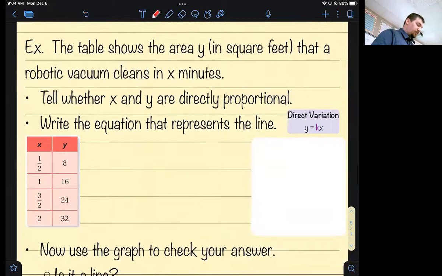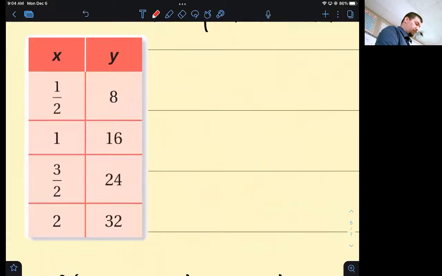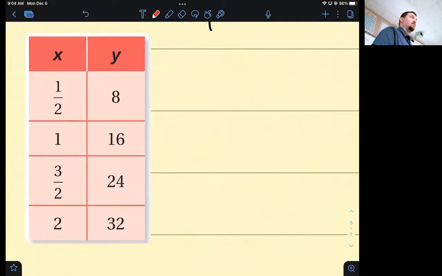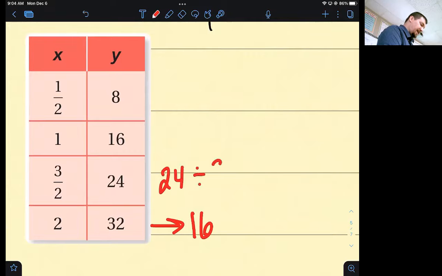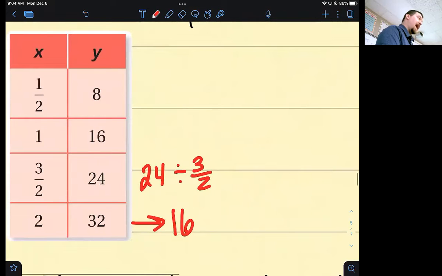All right. The table shows the area in square feet that a robotic vacuum cleaner cleans in X minutes. Tell whether X and Y are directly proportional, and then write the equation that represents that line. If it's directly proportional, all these will give you the same answer, right? Okay. So let's start with the bottom. What's 32 divided by 2? 16. 24 divided by 3/2.